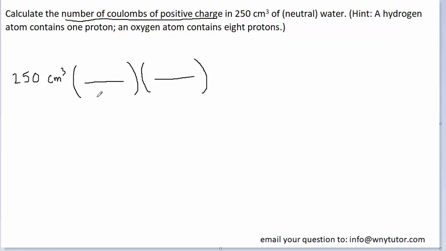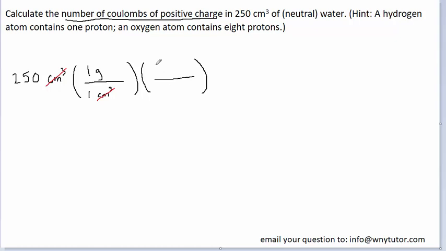Now, to get this process started, we can recall something about the density of water. We know that 1 centimeter cubed of water corresponds to exactly 1 gram of water. And so if we set up the unit conversion in that manner, then the centimeters cubed here in the numerator will cancel with the centimeters cubed here in the denominator. So at this point, we have the number of grams of water.